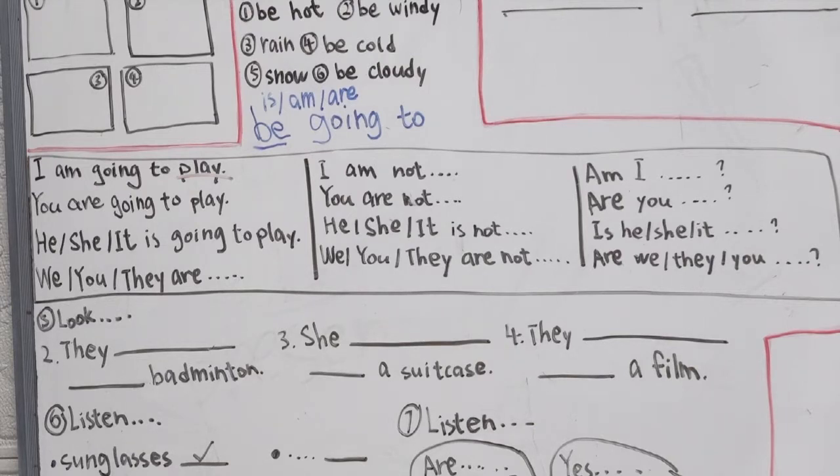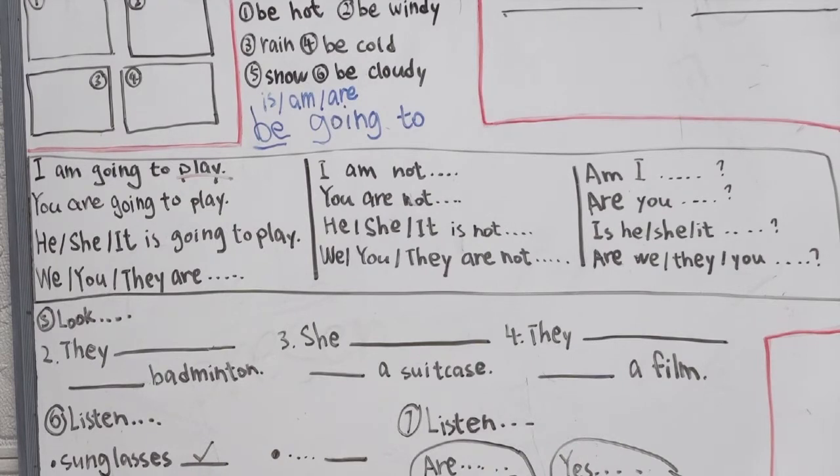Okay? Same with the negative form. Alright. I am not going to play. You are not going to play. He, she, it is not going to play. We, you, they are not going to play. Okay? And in question, let's have a look at question. So question is different, right? There are some changes.